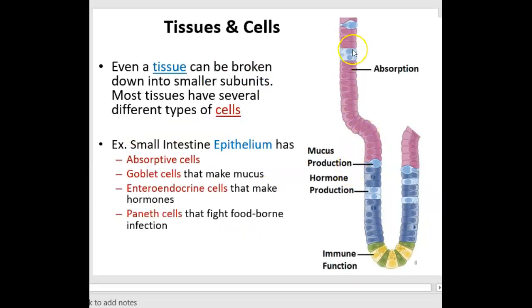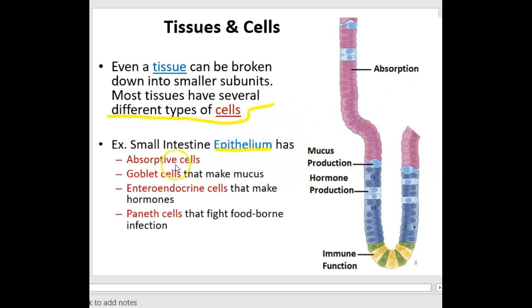Now within that epithelial layer, the innermost layer of either the stomach or the small intestine, you will find various types of cells. So many tissues, not every tissue, but most tissues have different types of cells. They all have multiple cells, but they may all do the same thing. In the case of this epithelial tissue, or epithelium, which we call it here, there's many different cell types.